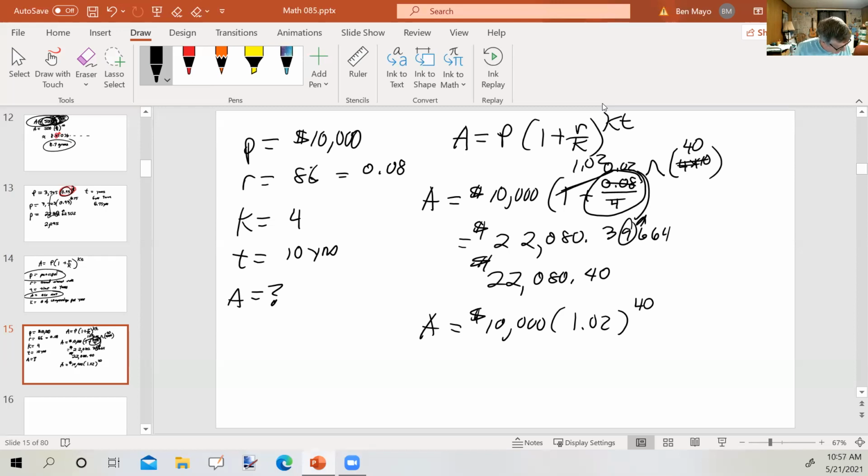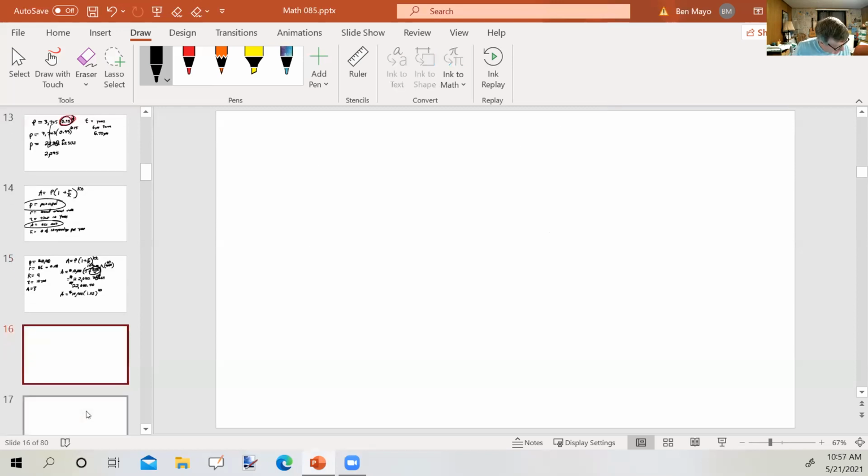Okay, let's take a look at another problem. It says, comparing interest rate. How much more interest could $1,000 earn in 5 years compounded quarterly if the annual interest rate was 5.5% instead of 5%? Okay, so the formula we're going to use is A equals P times (1 plus R over K) to the KT power.